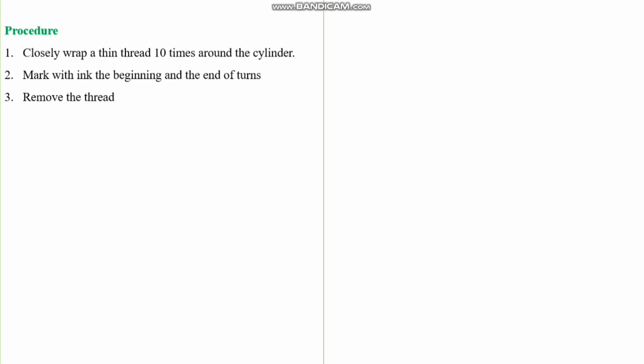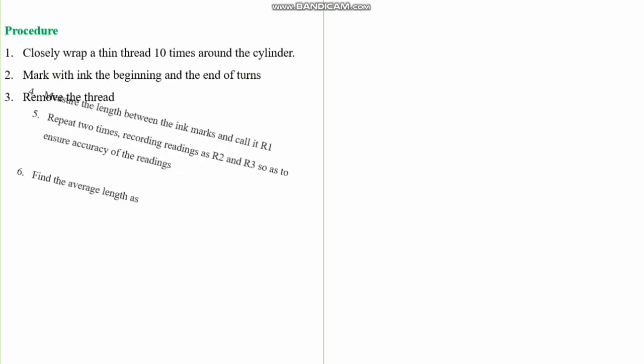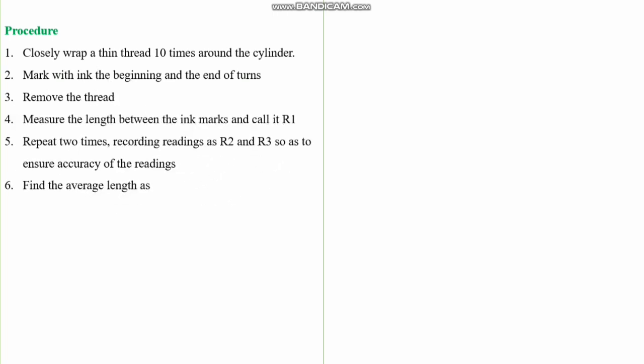Then you mark the final end, after which you remove the thread and place it along the meter rule and read the reading as R1. Then you repeat 2 times and record the readings as R2 and R3. Remember, R1 is for the number of turns, which is 10 turns.